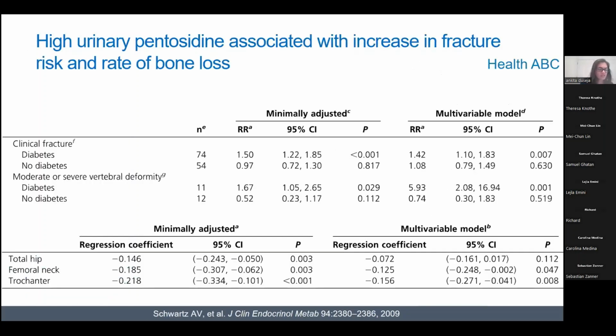In this study here by Ann Schwartz, she shows that in diabetes, the fractures are more common in patients with higher levels of pentosidine. And this is true for clinical fractures, but it wasn't true for vertebral deformity so much. And also it is related to the rate of bone loss. A higher rate of bone loss was seen in patients with higher pentosidine. So this actually helps us form an interesting link between AGEs, bone loss, and fracture risk.